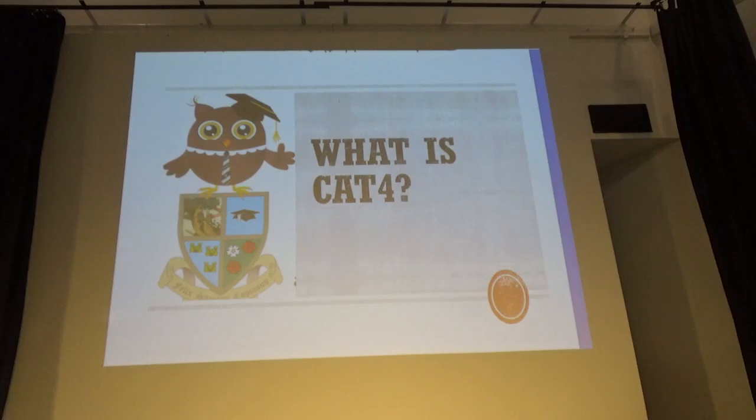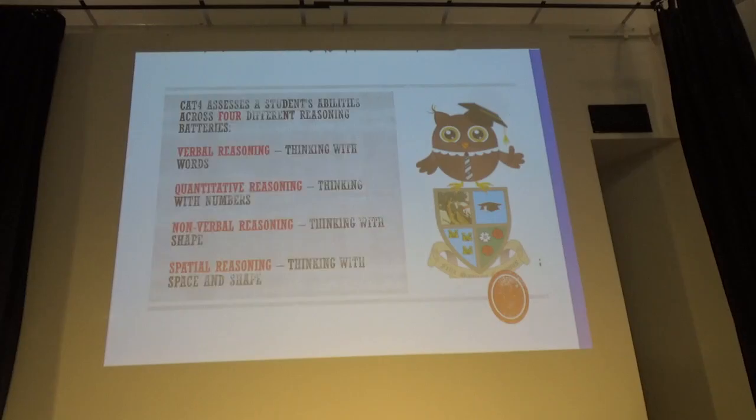All right, moving on to the CAT4 then. What is the CAT4? So the CAT4 is the Cognitive Abilities Test, and it has 4 parts to it, hence the 4 in CAT4. The 4 parts are the verbal reasoning, which relates to knowledge about words, understanding about words, and relates to reading ability, writing ability, and language learning ability as well.